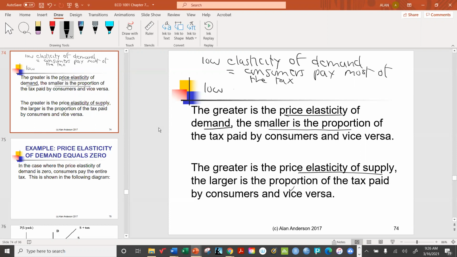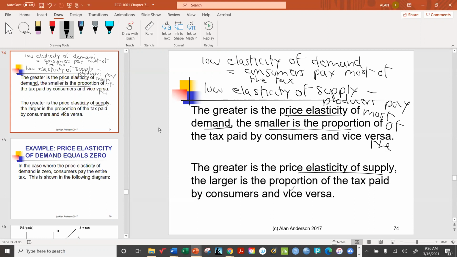Low elasticity of supply means producers pay most of the tax. All right, that's the way it works. High elasticity means you get to pay less. So if the elasticity of demand is low, you're going to pay a lot of the tax. If the elasticity of supply is very low, you are going to pay most of the tax. That's the way it works.